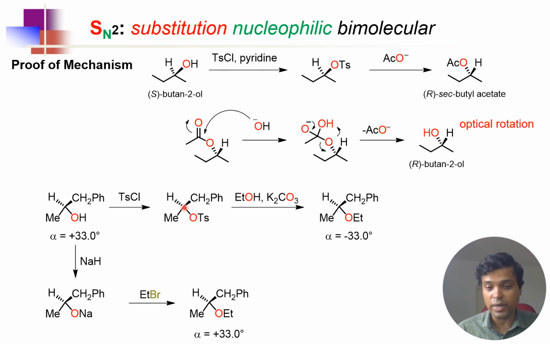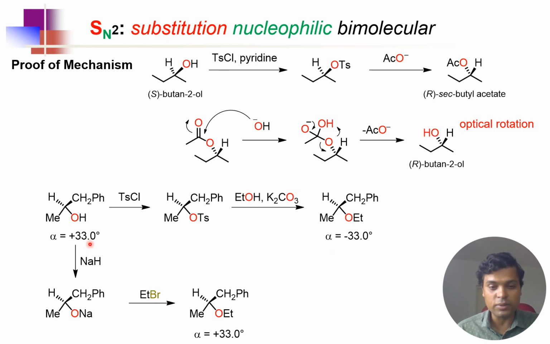So you did not alter anything at the carbon center. Then you treat this molecule with ethanol and potassium carbonate. What happens is that the potassium carbonate will take the proton and you produce the ethoxide, EtO minus. That is a good nucleophile, and then you perform an SN2 reaction and you get this particular compound. After this SN2 reaction you should get an optical rotation of minus 33.